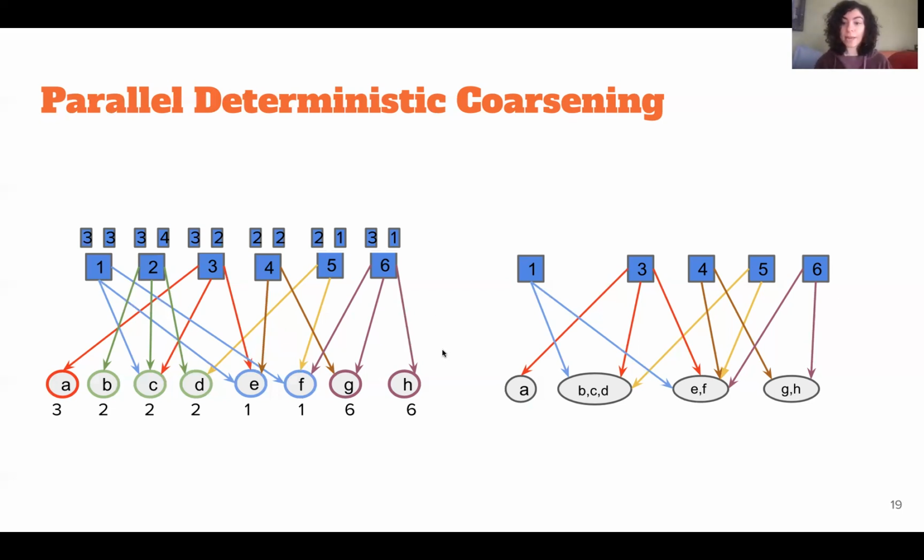Once we find this assignment, the nodes that are assigned to the same hyperedge will be merged together. For example, BCD will be merged together, EF will be merged together, and so on. On the right, we have the coarser hypergraph that we obtained from the left hypergraph. As you can see, the number of nodes in this hypergraph is less than the original one, and also the number of hyperedges is reduced. Basically, we don't have hyperedge 2 in this hypergraph. The reason is that all the nodes in hyperedge 2 are merged together, so we don't need to copy this hyperedge to the coarser hypergraph anymore.